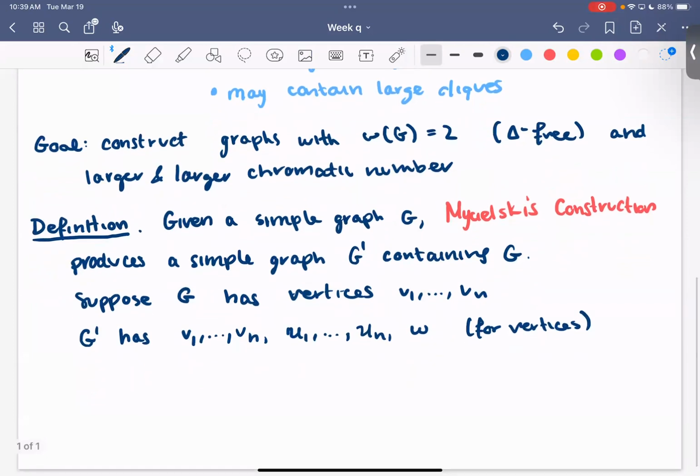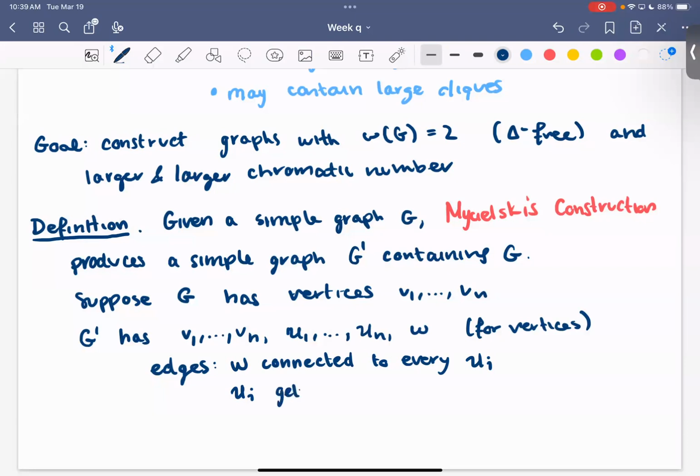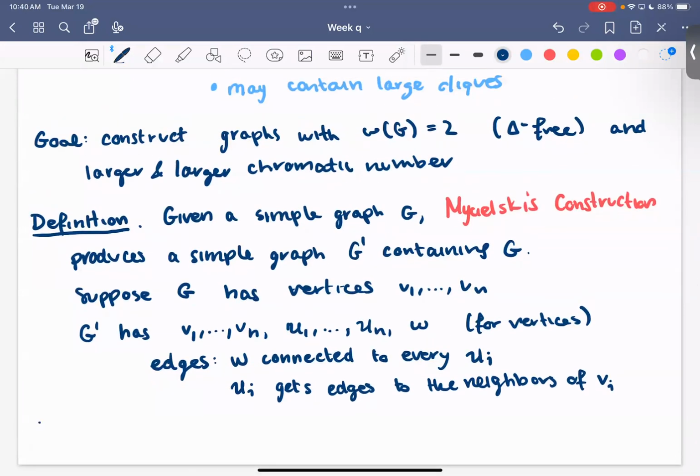And then for the edges, we're going to have W be connected to every U. And then each U sub i is going to have edges to the neighbors of V sub i. So U sub i gets edges to the neighbors of the corresponding V sub i. So let me do an example.